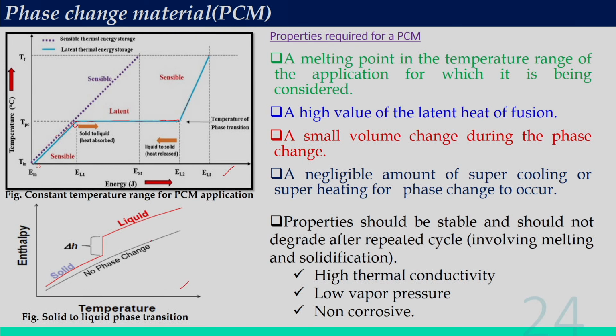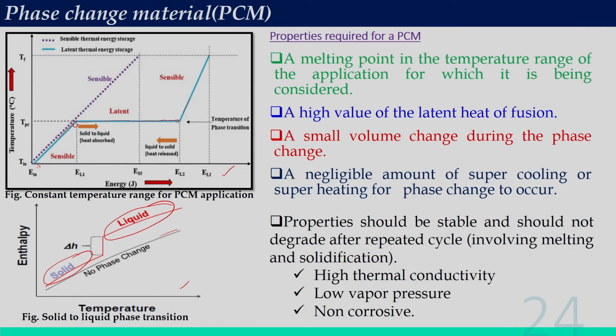If no phase change is there, then it will go something like this, and if there is a phase change at a certain temperature, this much enthalpy rise will be there. This is called the latent heat of fusion. And then again it will go something like that, and this part is solid and the other part is liquid, right. Now, the kind of material which is used for phase change applications has some kind of properties.